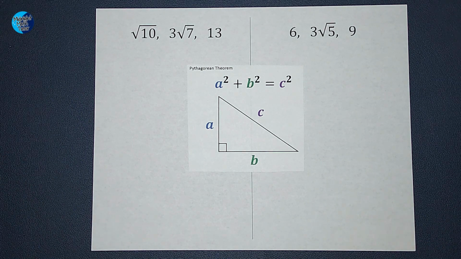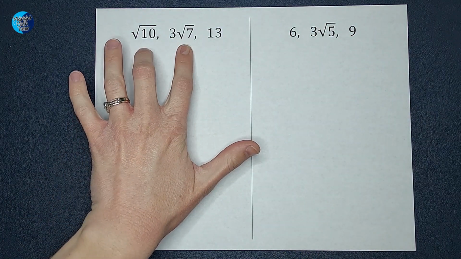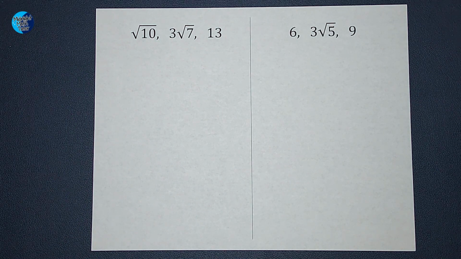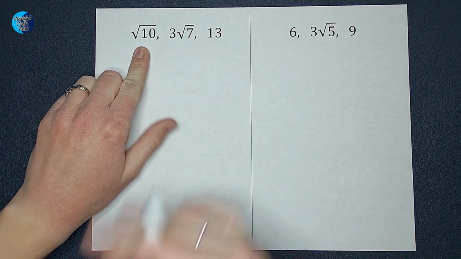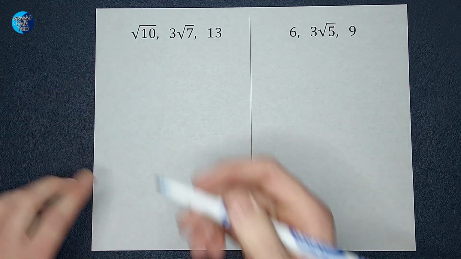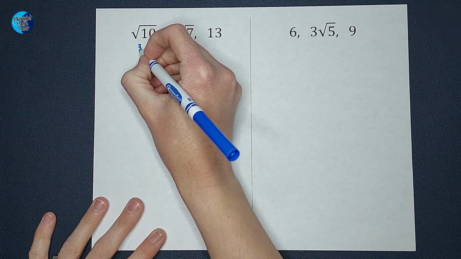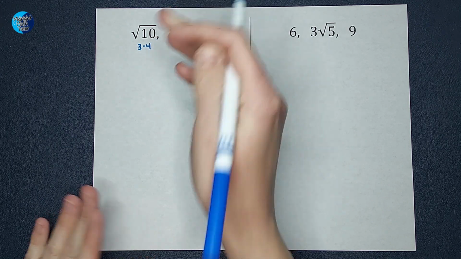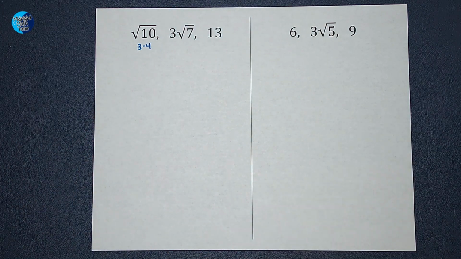The first thing I need to do is figure out which of my numbers is C. That will be the longest side. Now, when we don't have square roots, it's not too hard to figure out what the longest side is. But with the square roots, we kind of have to think about it for a second. So the square root of 10, you could plug that into a calculator. Or I know that the square root of 10 is going to be somewhere between 3 and 4, right? Because 3 times 3 is 9, 4 times 4 is 16. So it's going to be in there, closer to the 3 range.